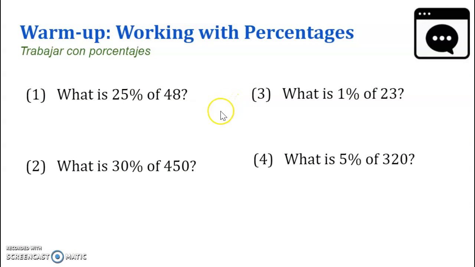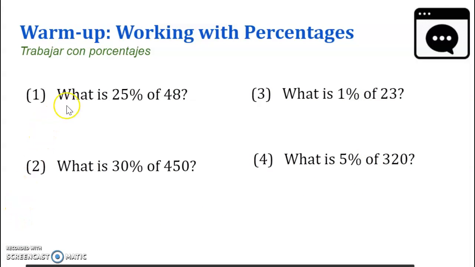Okay, so warm up. I would like you to pause this video and see if you can solve these problems without the calculator. What is 25% of 48? What is 30% of 450? What is 1% of 23? And what is 5% of 320?